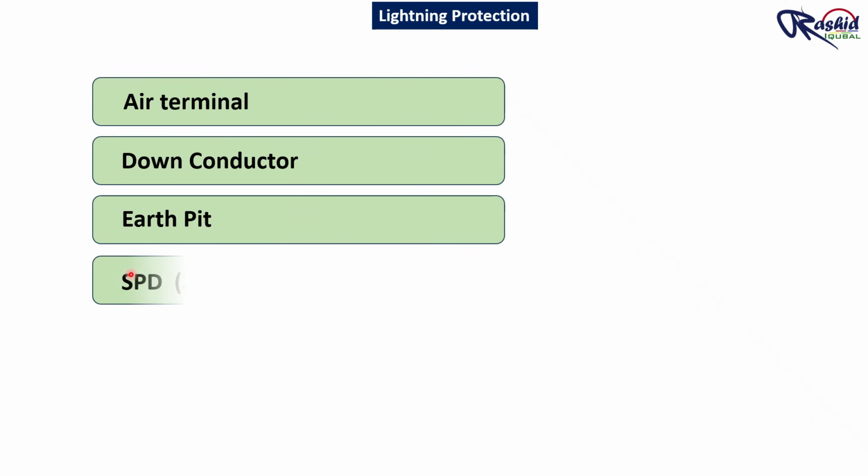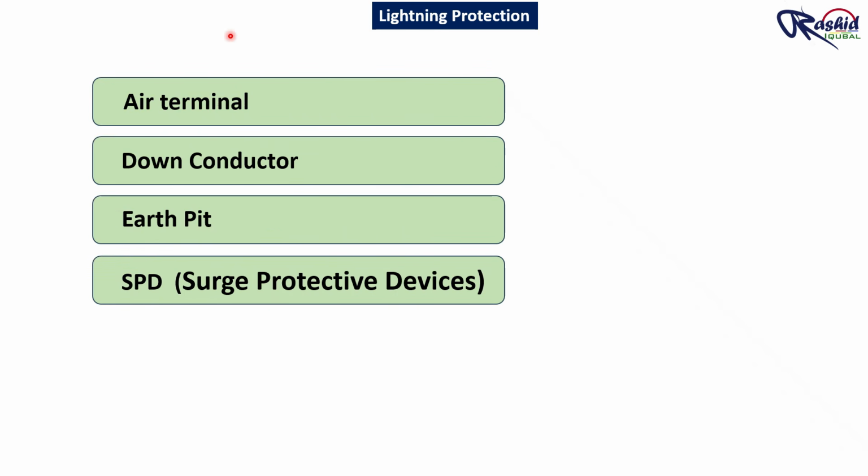So together these four parts make sure the lightning energy is captured, carried and released into the earth in a controlled way, keeping the building and equipment safe.